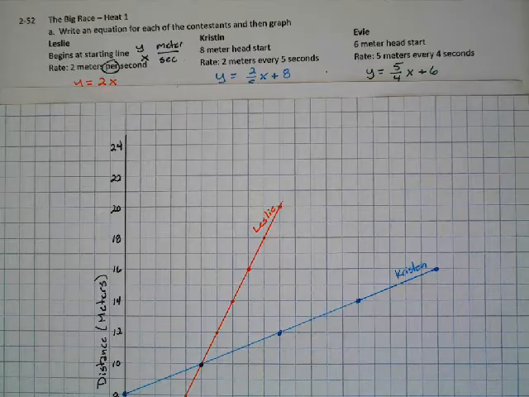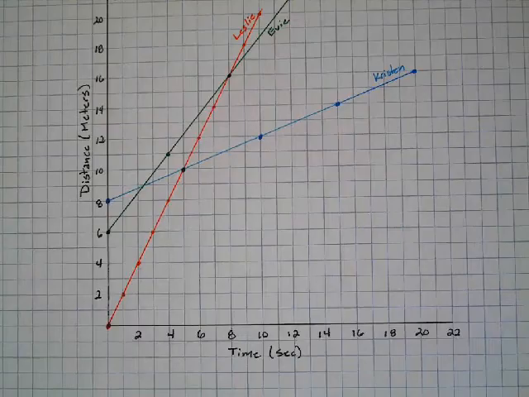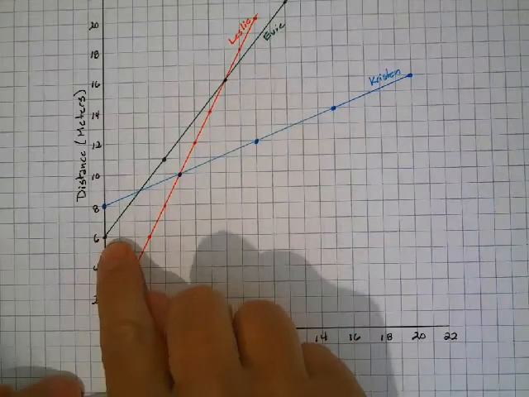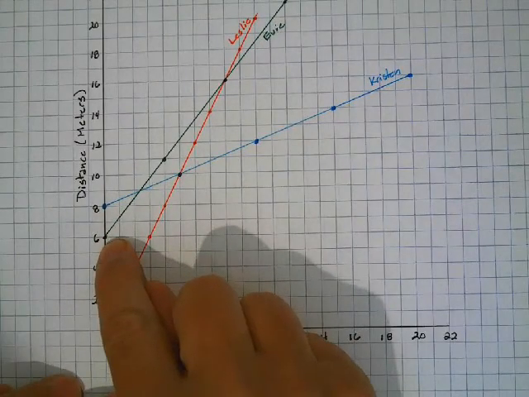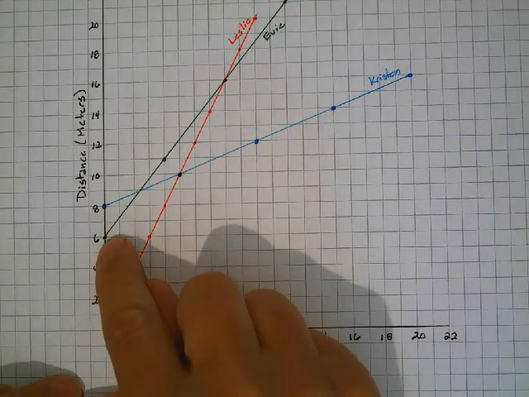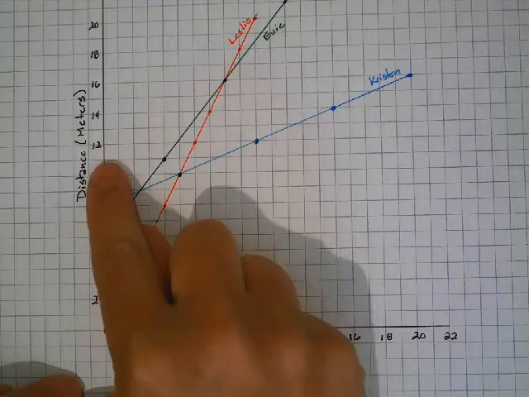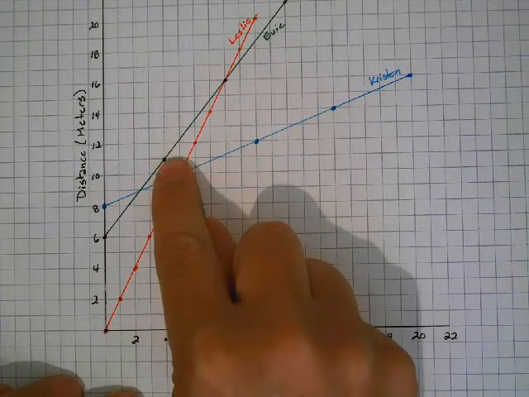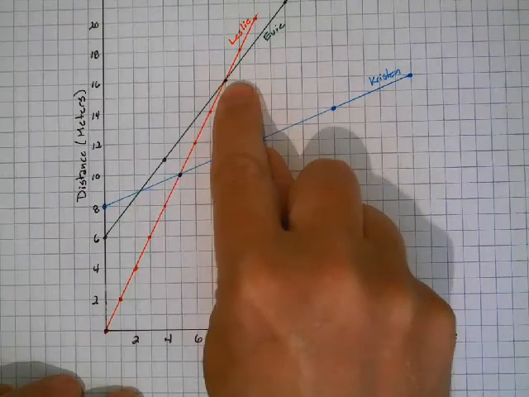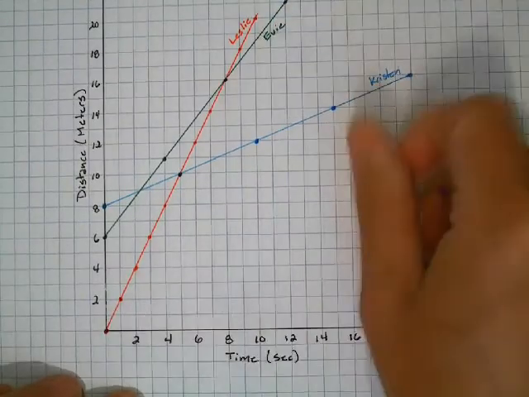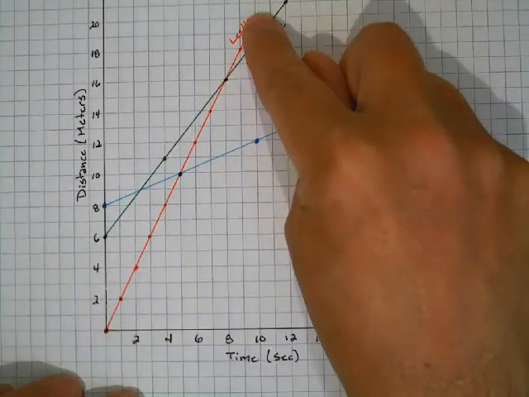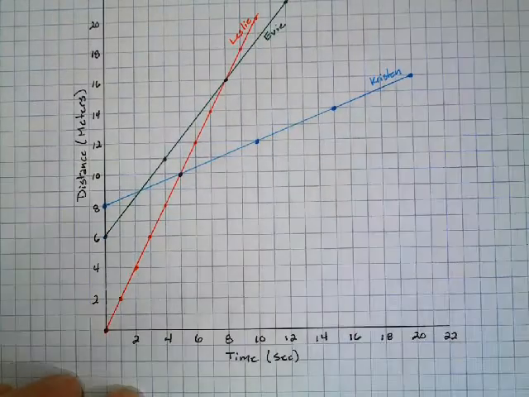So 5, 4, 3, 2, 1. Pause yours. All right, so here I've got Evie. She started at 6, and then she was 5 over 4. So I went 1, 2, 3, 4, 5 meters, and then that's for 4 seconds. And then I did it again, 5 over 4, 5 over 4. All right, so there's Evie's race. Leslie's race is in red, and then in blue, we've got Kristin's race.